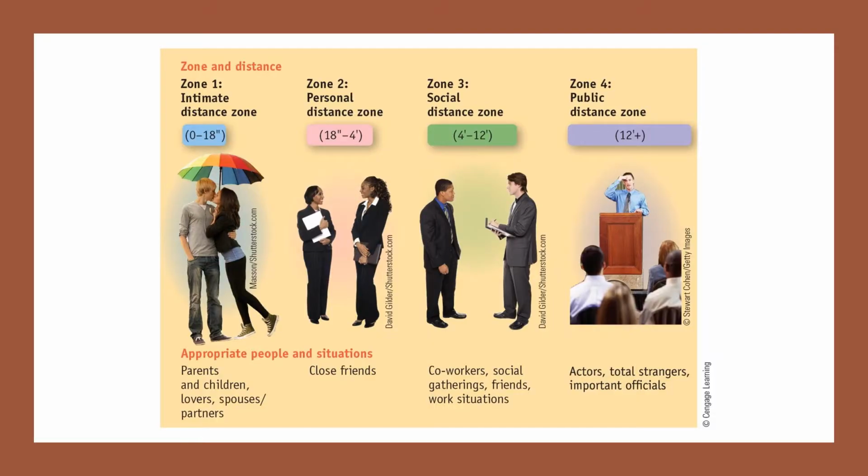And here we see the 4 major categories of personal space or personal distances. And this was originally developed by a researcher by the last name of Hall.